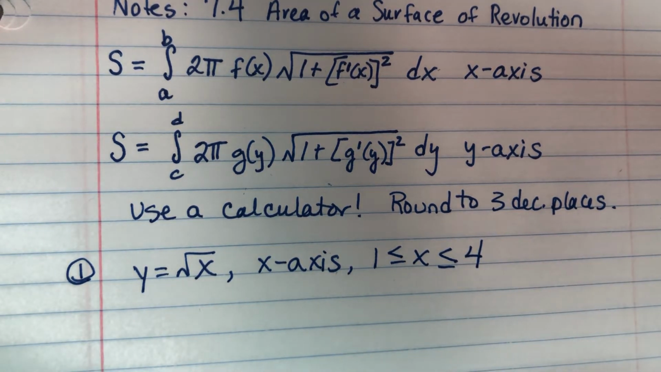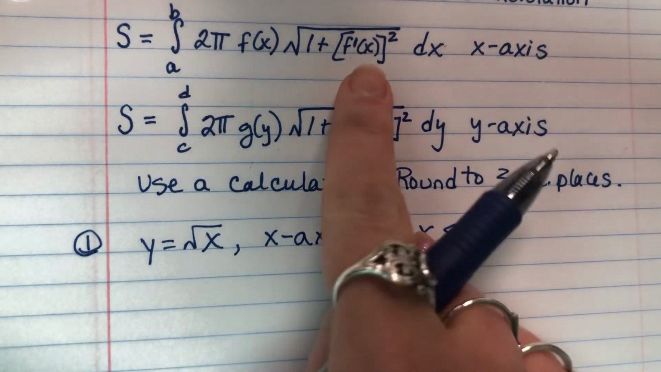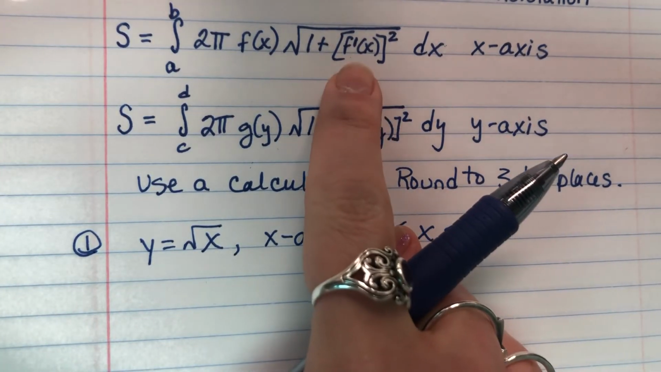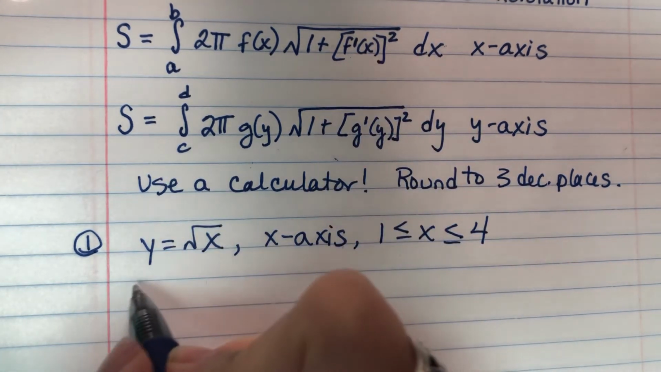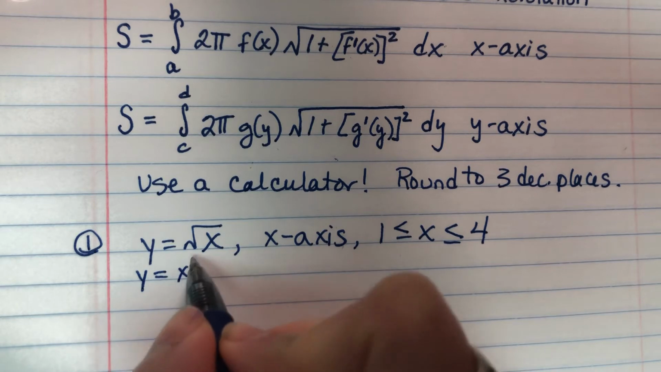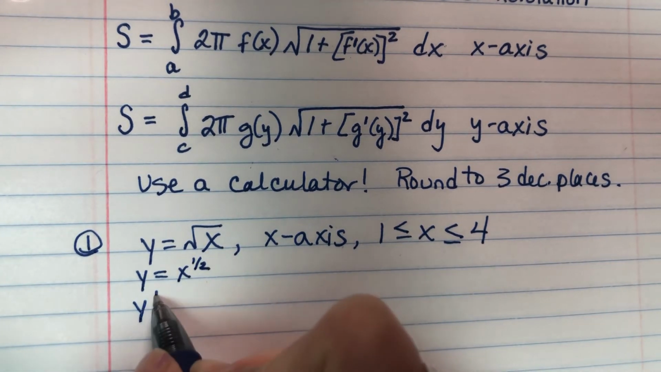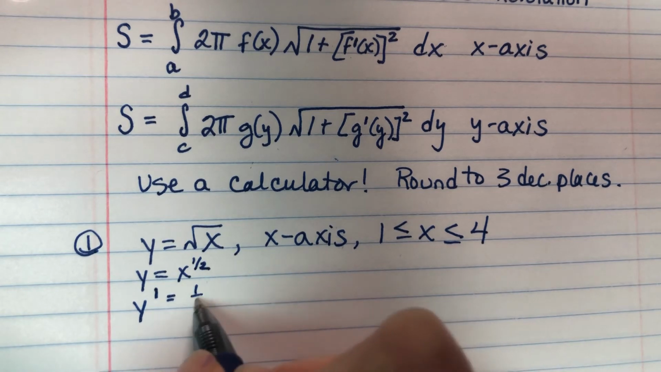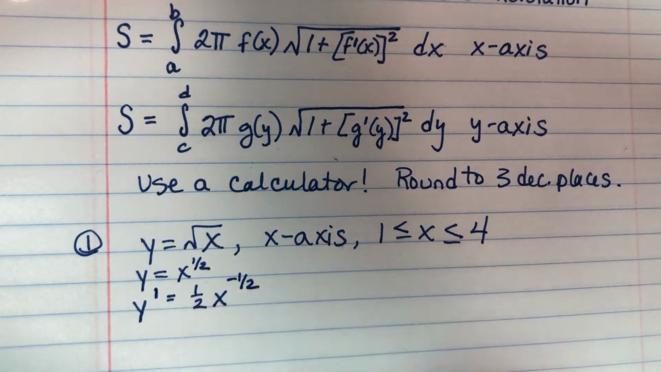Okay, so the first thing I want to do is get the derivative, because I will need the derivative in my formula for the surface area. So if I think of this as y equals x to the 1/2 power, I can use the power rule to get y prime. So the 1/2 comes down in front, x to the power of negative 1/2.